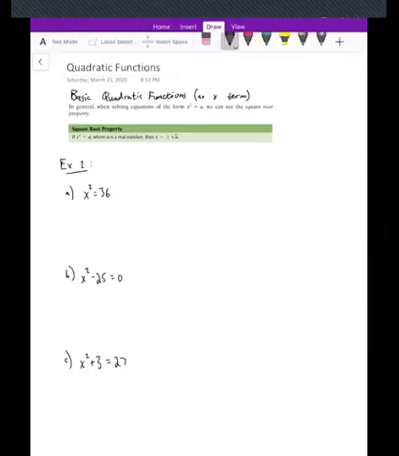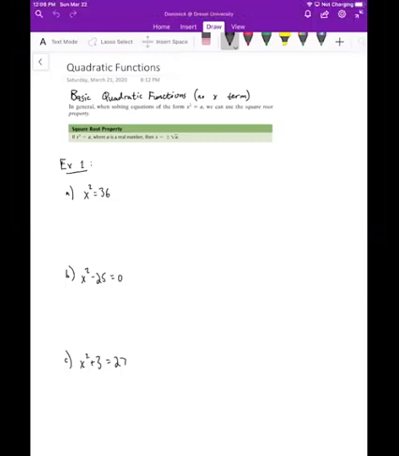All right, welcome everyone. So today we're going to talk about how to solve basic quadratic functions, and the first method that we're going to talk about is what's called completing the square. Now before we get to that, we need to do a couple of things first, and then we'll talk about how to specifically complete the square, right?